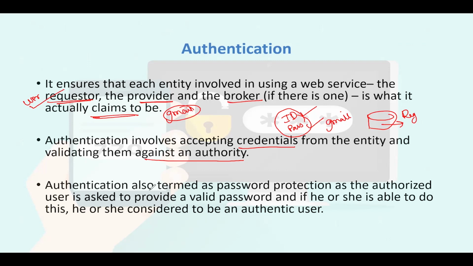Authentication is also termed password protection, as the authorized user is asked to provide a valid password, and if he or she is able to do this, he or she is considered an authentic user. So the ID and password you have registered with will be stored in the database of your Gmail, and it will cross-verify with that particular data and decide whether you are an authenticated user or not.